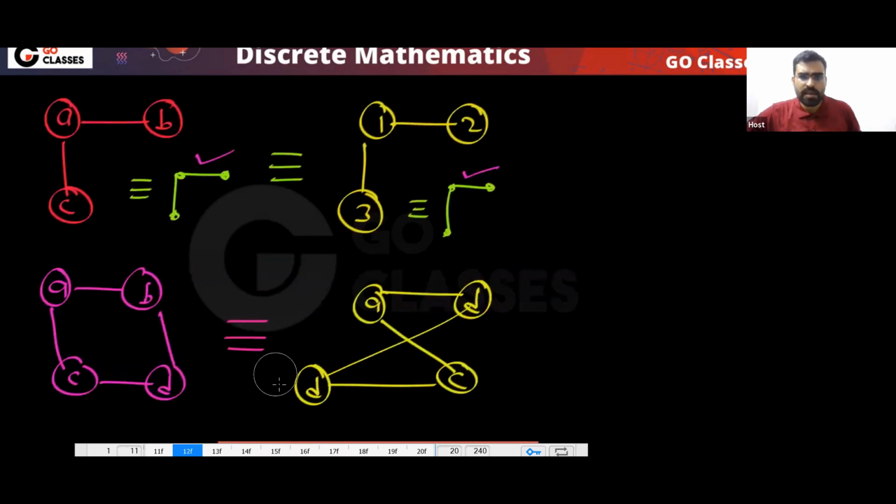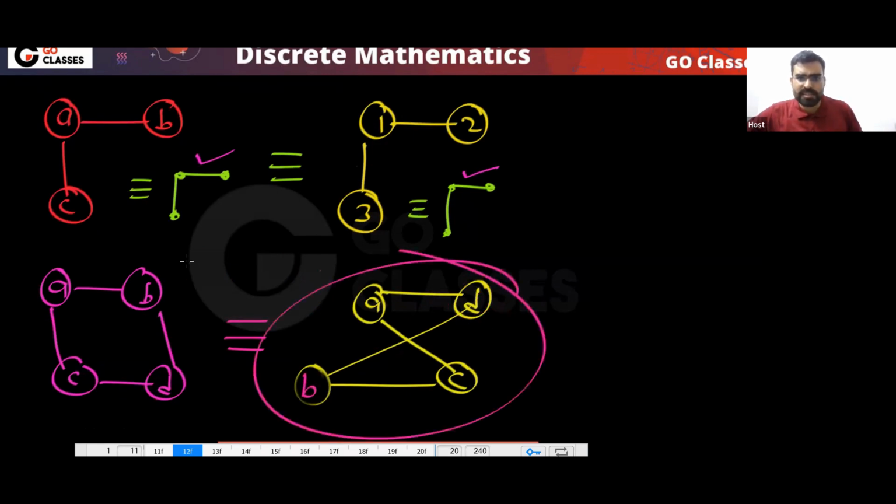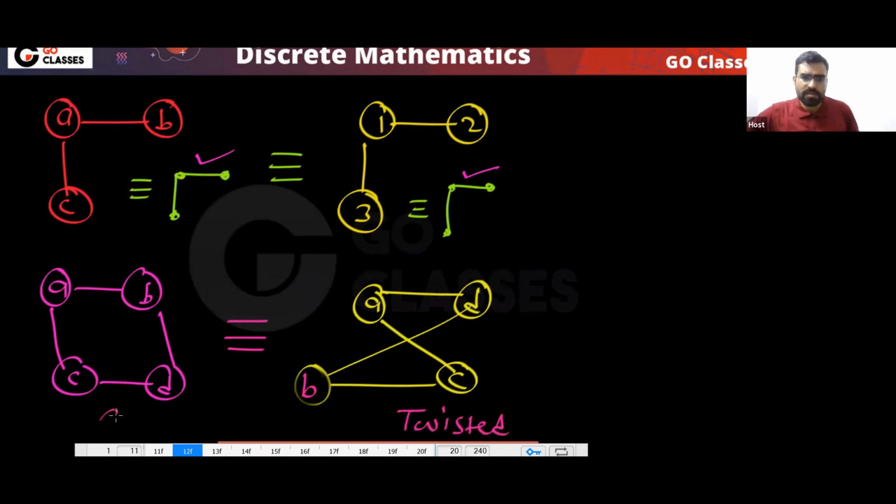Is this clear? Label does not matter. This label and all these things do not matter. Basically, these graphs have the same form. Yes or no? Is it clear? I can say this is just a twisted version of this graph. This is your G, this is twisted G. So basically both are the same.